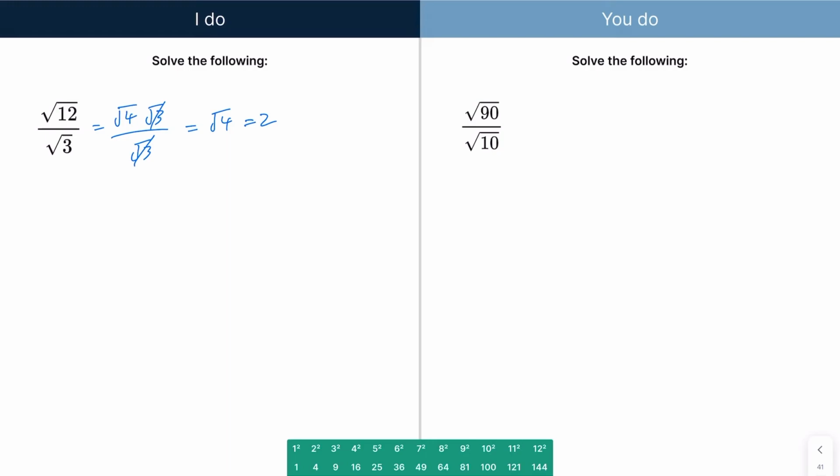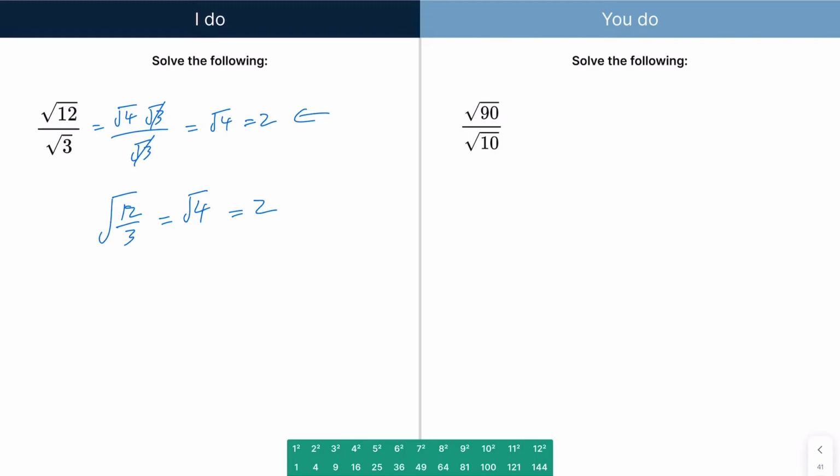Now the second way of doing it is, because they both have a square root, we can actually write it out like this. And now 12 over 3 can actually be simplified. So 12 over 3 becomes 4, and then that gives you 2. I personally prefer doing it like this, but you can also do it the second way.